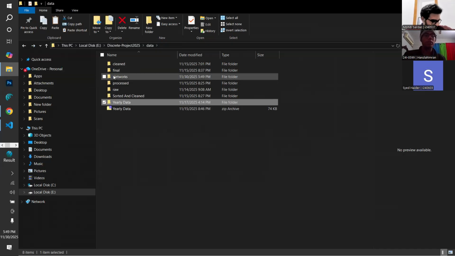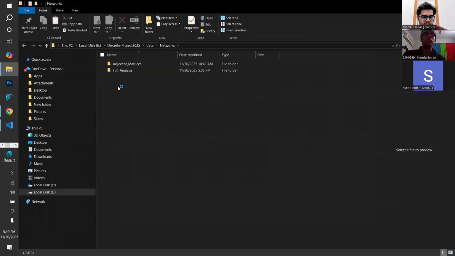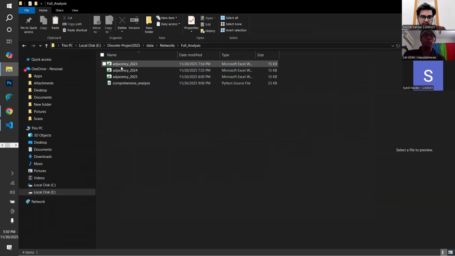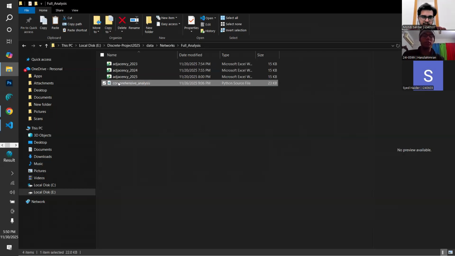If we go over to the networks, which is where most of the good stuff is happening, there are two subfolders. The one contains the adjacency matrices for the years 2023, 2024, 2025, which is divided into two thresholds, 0.7 and 0.8. Both contain their own respective Excel files. Now, the second folder is basically where all the code is. To run the code, you have to first load the adjacency Excel files from the 0.7 and 0.8 threshold folders into this specific folder. Otherwise, the code will not work. This is the comprehensive analysis code that we already showed in the video, which contains the base class which we showed you in the video.